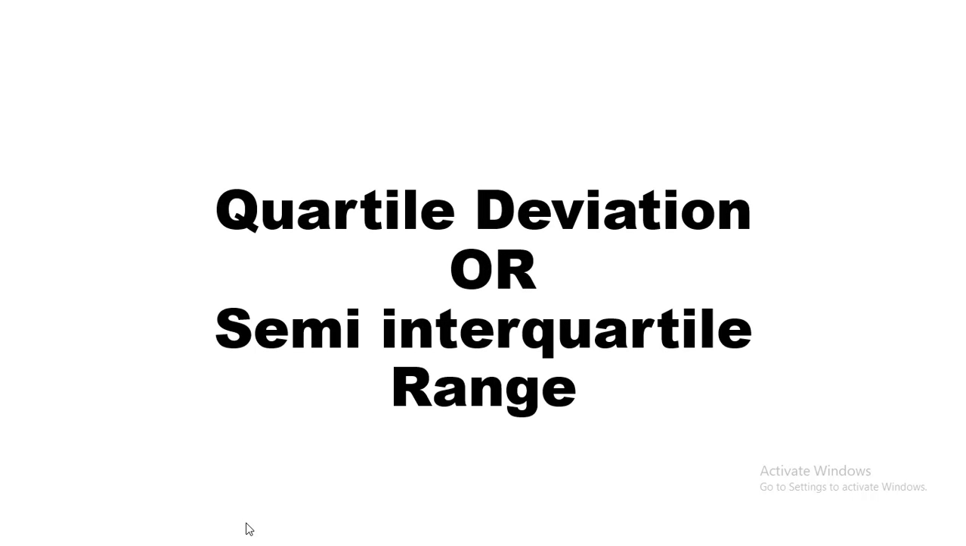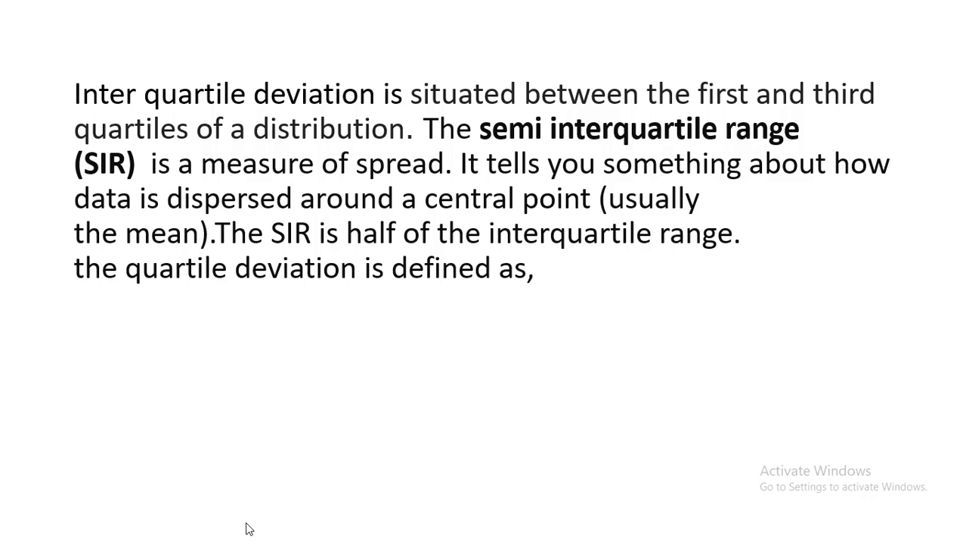So moving on, we're now moving on towards quartile deviation or semi-interquartile range. Now, interquartile deviation is situated between the first and third quartiles of a distribution. Semi-interquartile range is a measure of spread. So basically, when we ask what semi-interquartile range is, we are talking about the measure of spread, that is, how the data is spread. It tells something about how data is dispersed around a central point. That central point mainly is the mean.